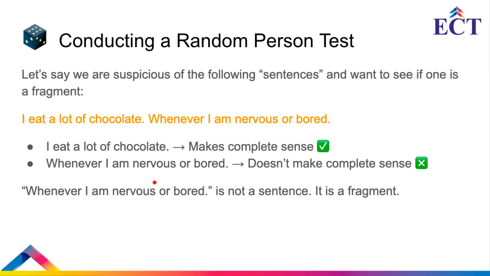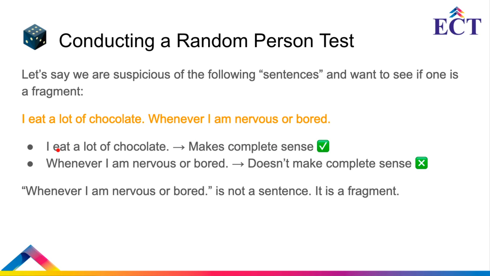Let's now say we are suspicious of the following sentence and want to see if one is a fragment or not. So I'm saying, I eat a lot of chocolate whenever I am nervous or bored. Okay, I have written this, or I'm making this statement. Now, let us take these two. As per me, these are two sentences, right? I eat a lot of chocolate, and whenever I am nervous or bored. Now, let me take each of these sentences to a random person.